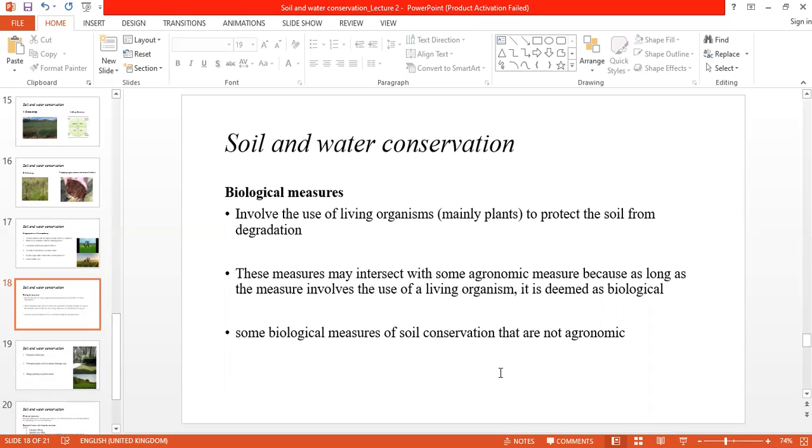But these ones, they may intersect with the agronomic measures. So certain agronomic measures are biological. For example, the grass strip or the cover crop, it's also a biological measure because they are using living organisms. Yes, but not all biological measures are agronomic.